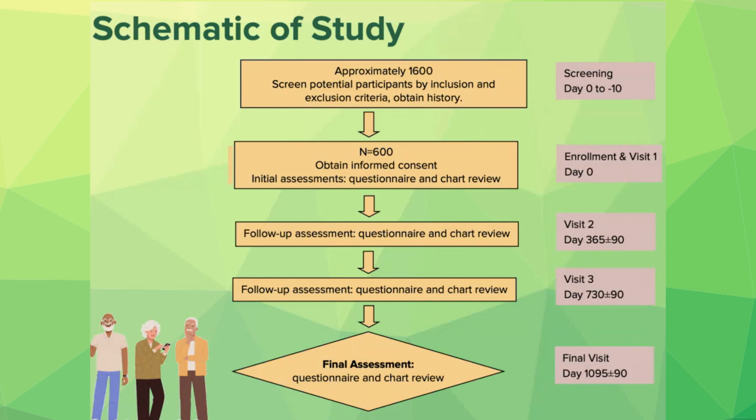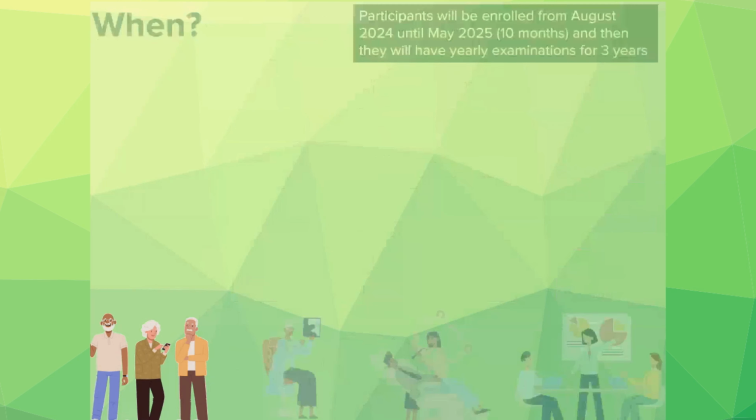This is a big overview of the study: a lot of people will need to be screened to see if they are eligible. If they are eligible, we will obtain informed consent and do the questionnaire. And then every year, we will do follow-up assessments where they will be asked to answer the questionnaire again, 3 times.